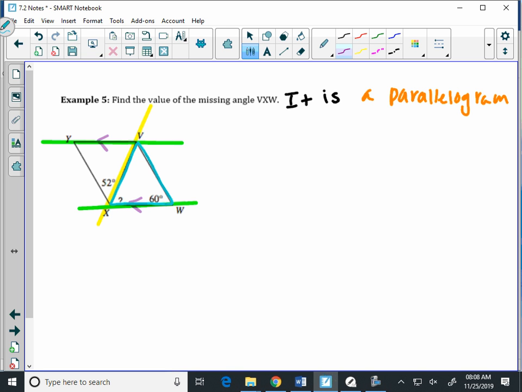And what do we know about all the angles of a triangle? They equal 180. Well, if we can figure out what that top angle is, we can easily find out what our missing angle is. Okay? So I'm going to use this angle 52 right here to help me find that top angle. What kind of angles are this orange angle and this top angle? They're alternate interior angles. Very good. What do we know about alternate interior angles? They're congruent. So they are both going to be 52. Now that we know what that top angle is, what can we do with 52 and 60 to figure out our missing angle?